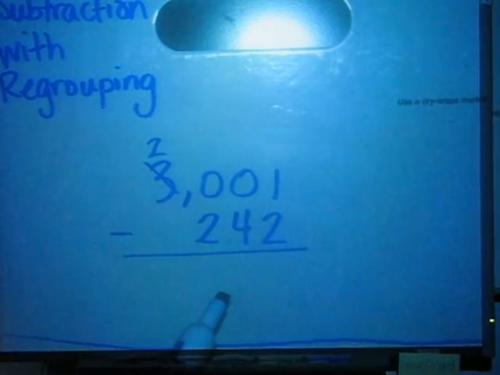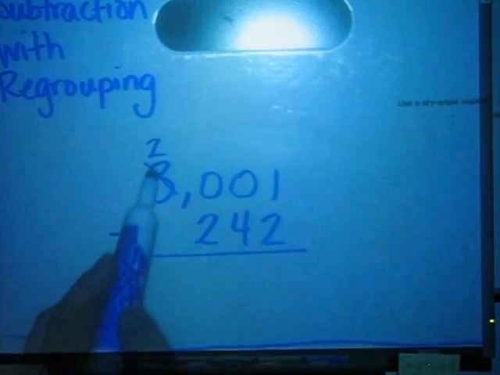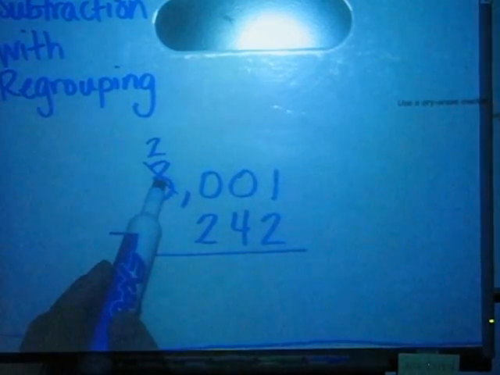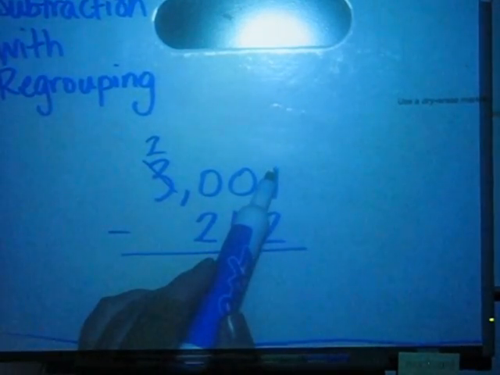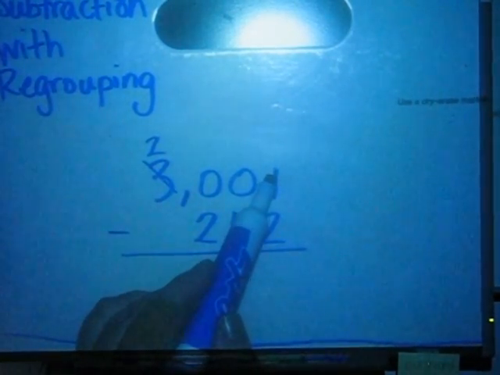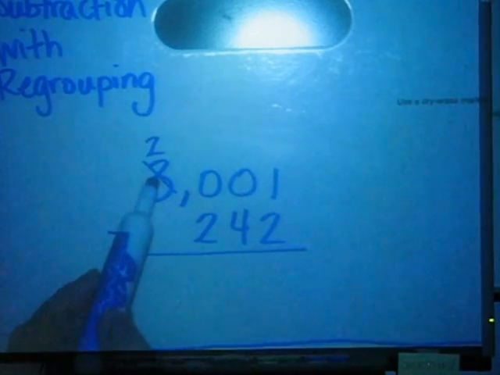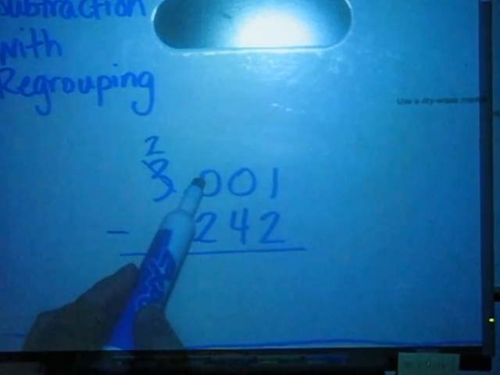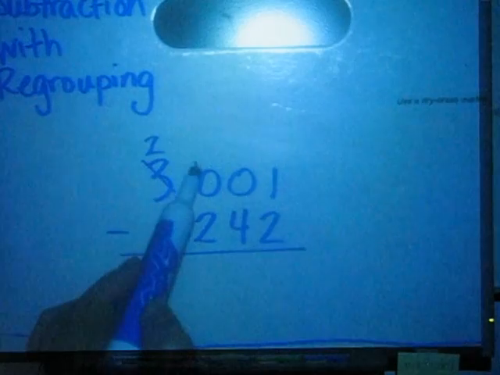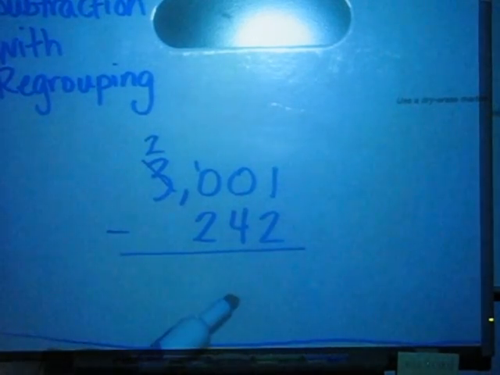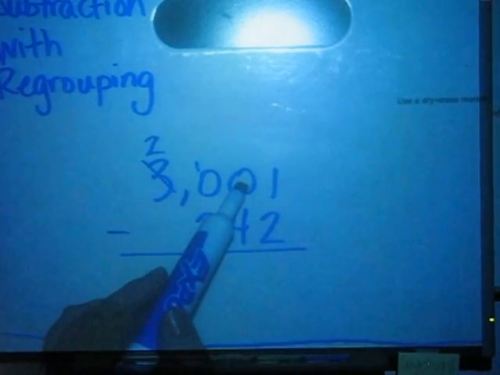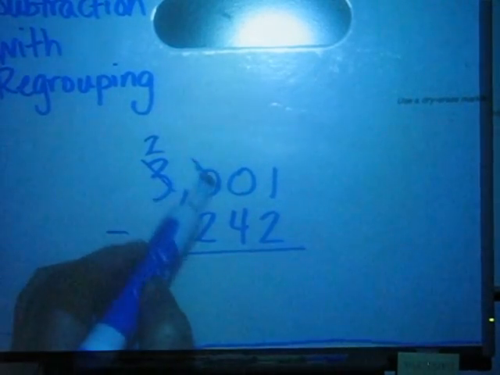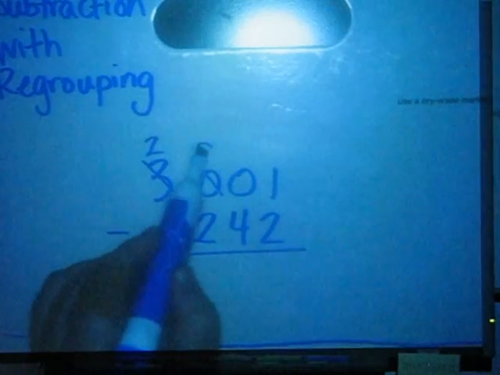Now, here's what I have to remember. The one I borrowed from the 3 is not going to automatically go to the ones place. Okay? The one I borrowed from the 3 has to first go to this 0 in the ones place. Now it's a 10. Okay? But remember, I still needed to borrow here. So now I'm going to take away from the 10. 10 minus 1 is 9.